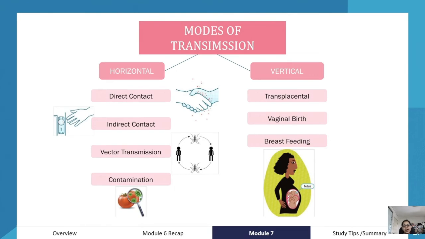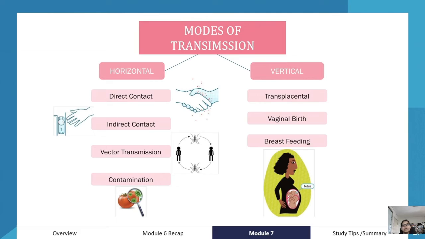Okay, now we have a look at the modes of transmission. You've already talked about pathogens. We were introduced to vector transmission when we looked at malaria. We'll now have a look at the different modes of transmission, and there are essentially 2 main modes: a horizontal mode of transmission and a vertical mode of transmission.